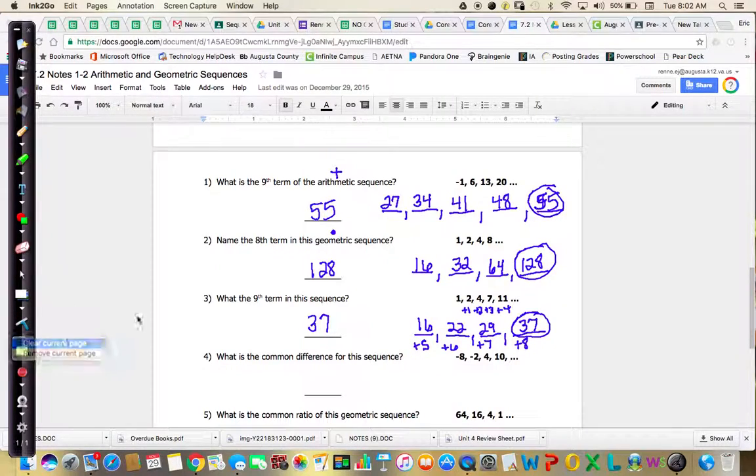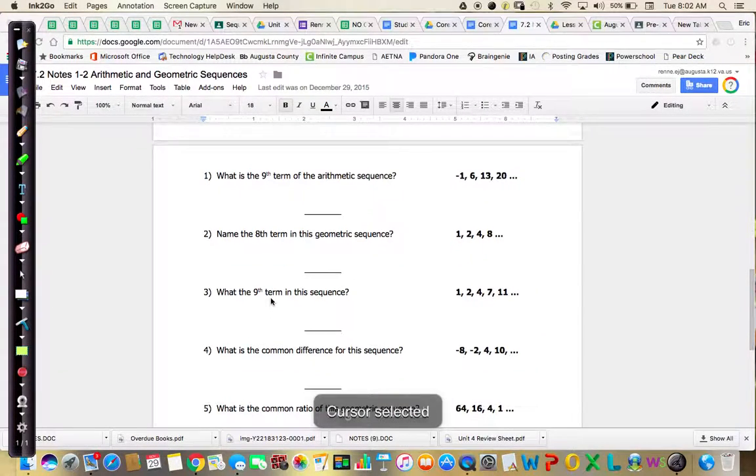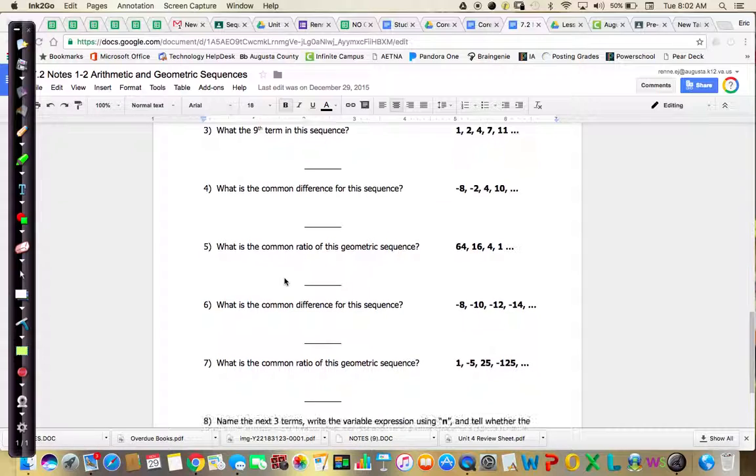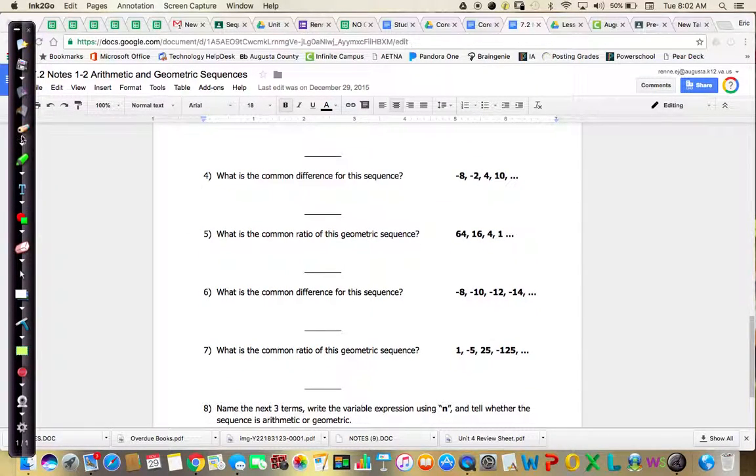Okay, moving right along here. Number 4, it says, what is the common difference for this sequence? So, we know that common difference is the number we are adding. So let's put an addition symbol here so we know what we're doing. And so we're looking for the number that we're adding each time. So let's see, -8 to -2. Well, I know the numbers are going up, and they go up by 6. And -2 to 4, it goes up by 6. And 4 to 10, it goes up by 6.